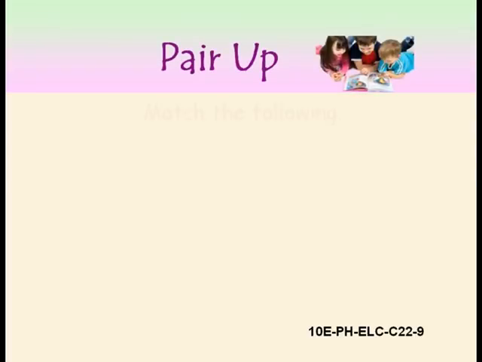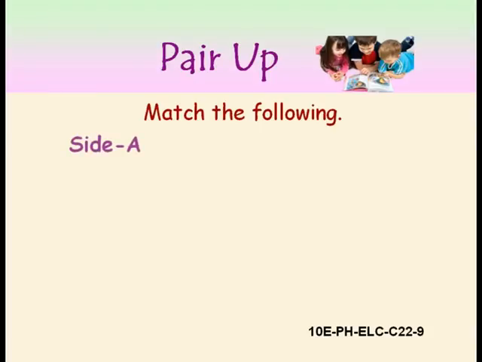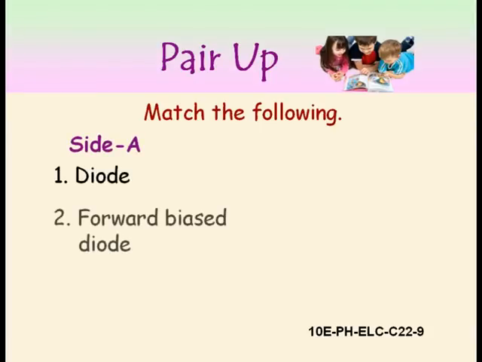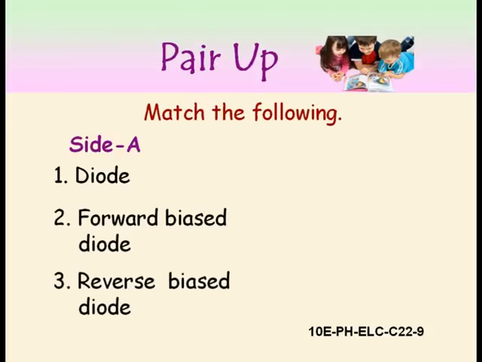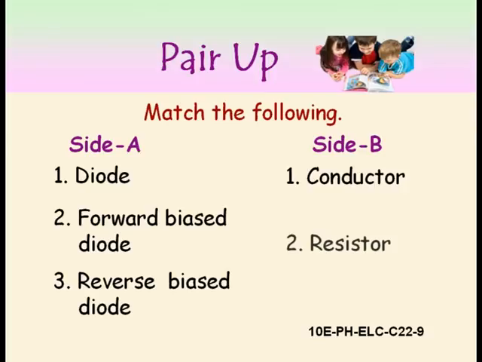Children, now it is time to pair up and answer. Match the following. Side A: 1. Diode. 2. Forward biased diode. 3. Reverse biased diode. Side B: 1. Conductor. 2. Resistor. 3. PN junction.